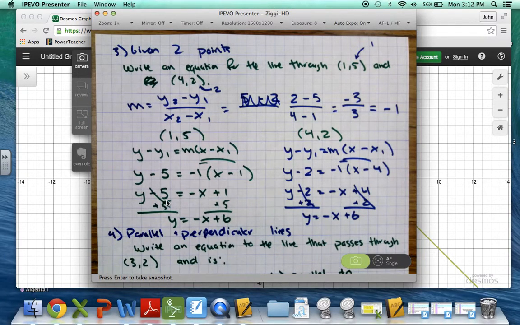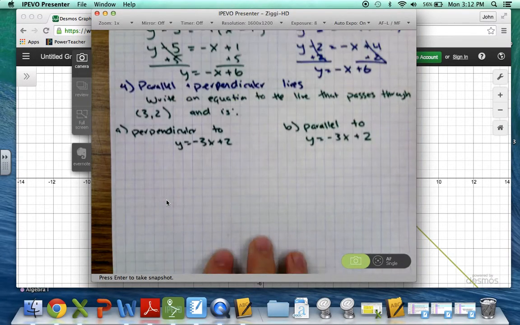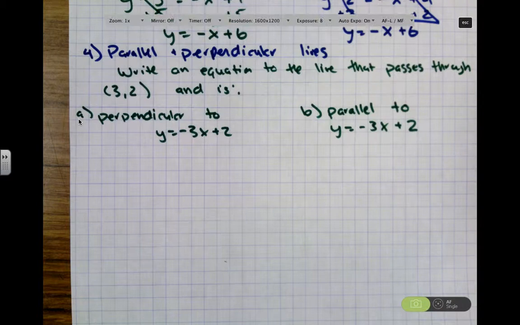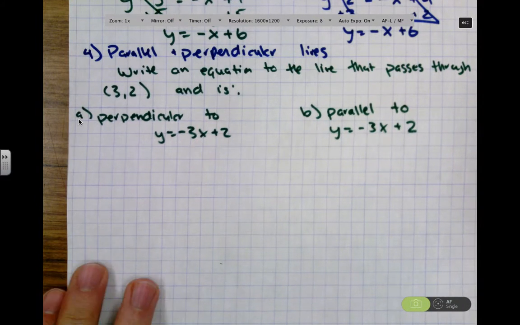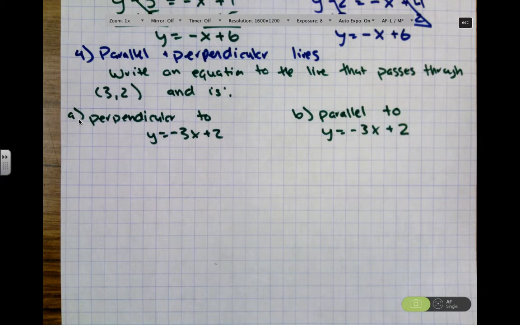Now our last example is we're going to look at parallel and perpendicular lines. I'll make sure I get this one full screen this time. What the question will say is write an equation to the line that passes through 3, 2 and is either perpendicular to some given line or parallel to that line. So for the most part, it'll be either one or the other that the question is going to ask you.